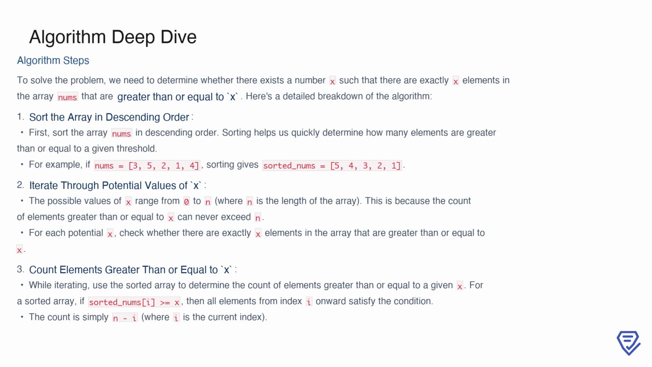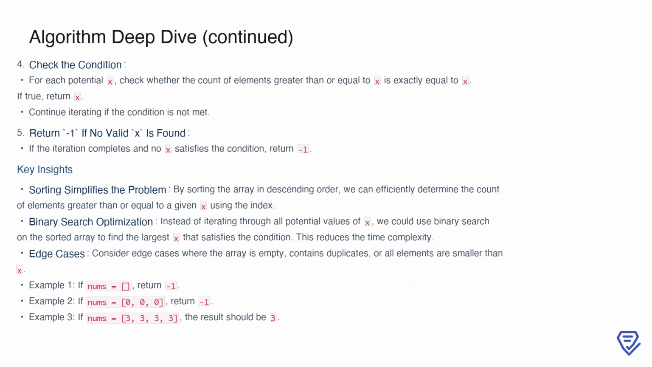The possible values for x range from 0 to the length of the array, because the count of elements greater than or equal to x cannot exceed the number of elements in the array. For each candidate x, we check how many elements meet the condition of being greater than or equal to x. This is done by leveraging the sorted order of the array. If the element at a given index satisfies the condition, then all subsequent elements in the sorted array will as well. This makes counting straightforward, as the count can be calculated as the total number of elements minus the current index.